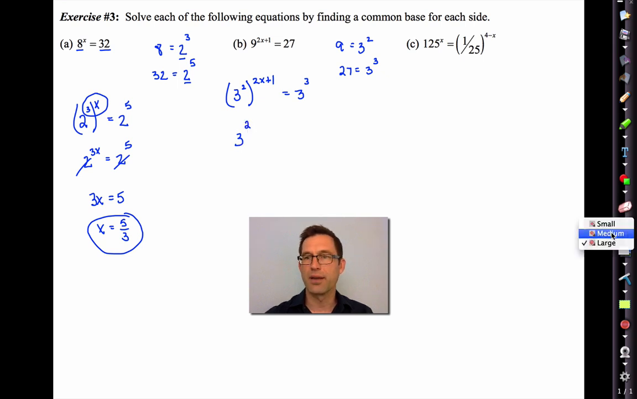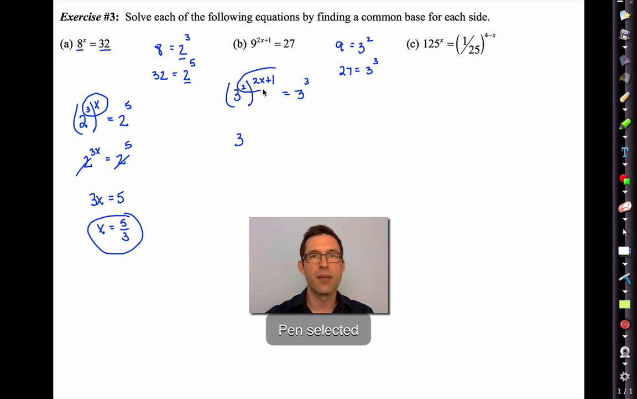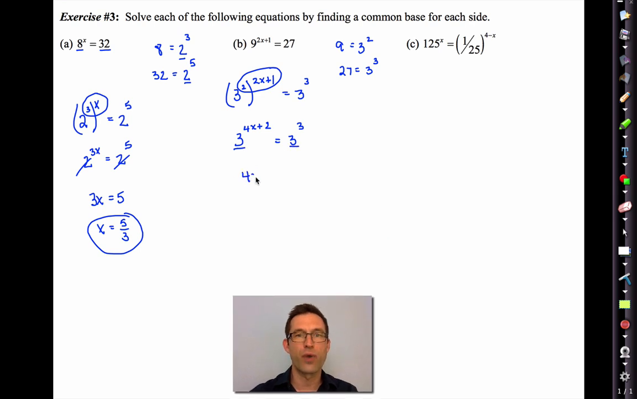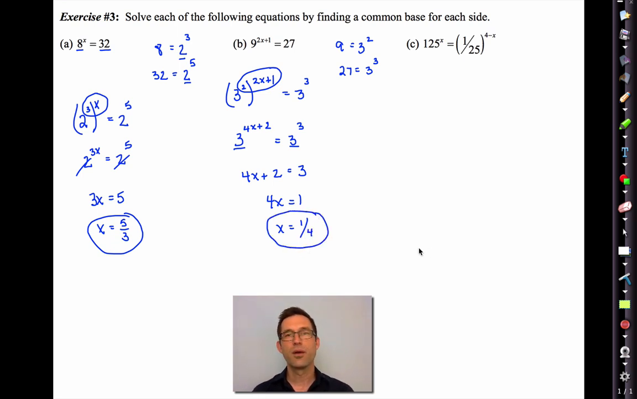Again, I can use that great property. Whoops, apparently I can use it incorrectly. I can use that great property that allows me to now multiply these. Don't forget to distribute that 2. So it's now going to be 3 to the 4x plus 2 equals 3 to the third. Once I have those common bases, I can, if you will, drop them, not cancel them, but just drop them. And I'll get 4x plus 2 is equal to 3, 4x is equal to 1, and x is equal to 1/4. Isn't that great?